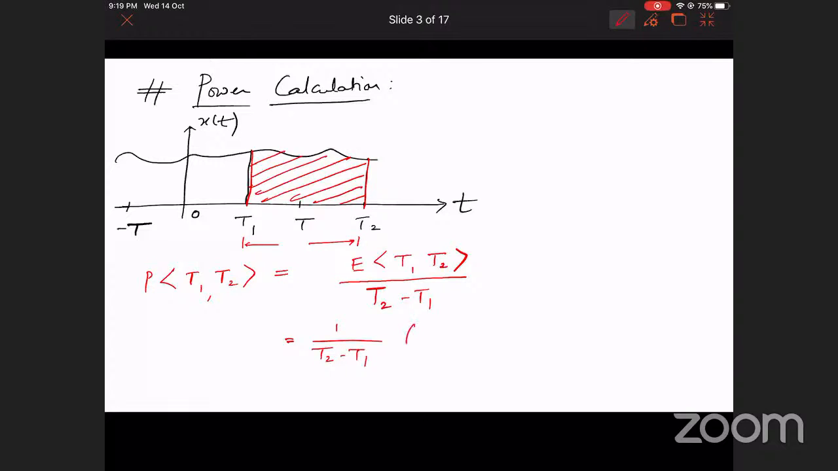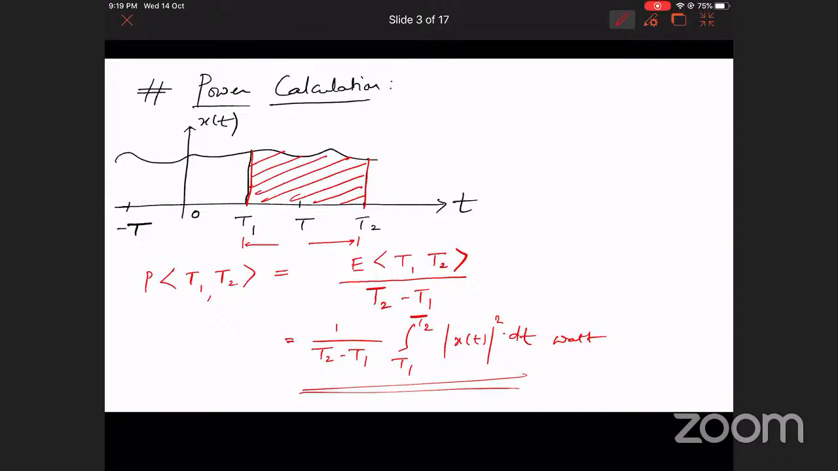और आपको अगर एनर्जी सिग्नल याद है, it is from T1 to T2 integration mod of x of t whole square dt. That's it. And of course the unit would be watt. Okay, power calculation करोगे तो watt में आएगा. I hope everybody is understanding this.